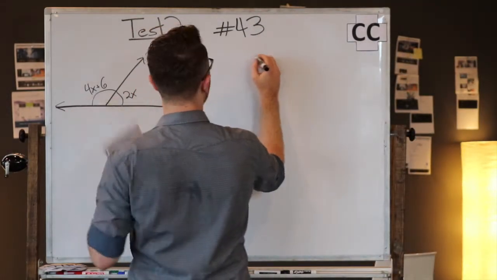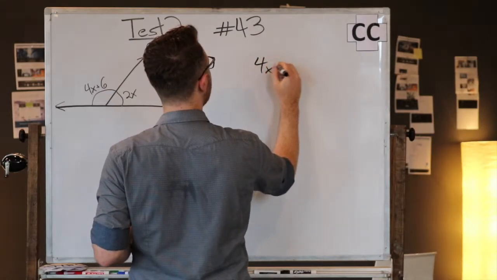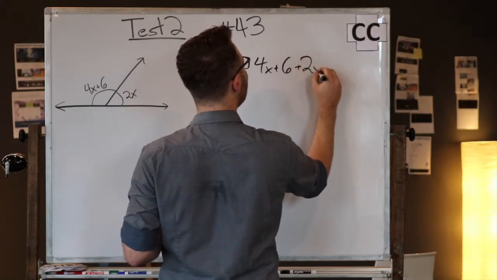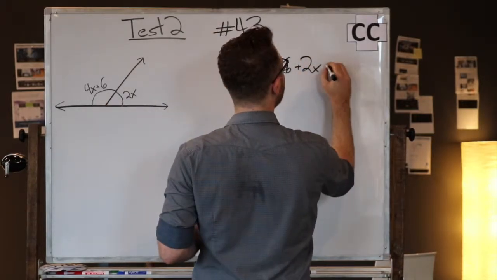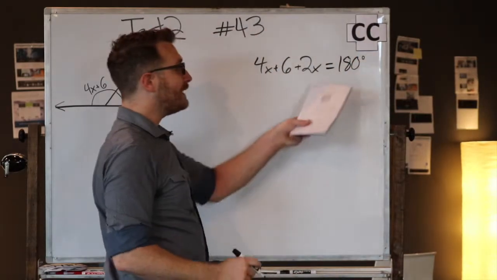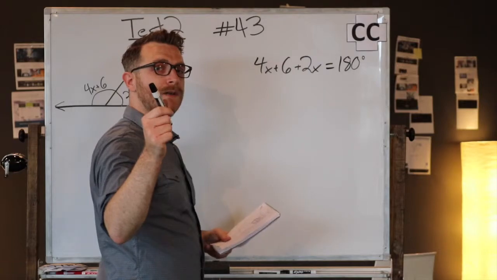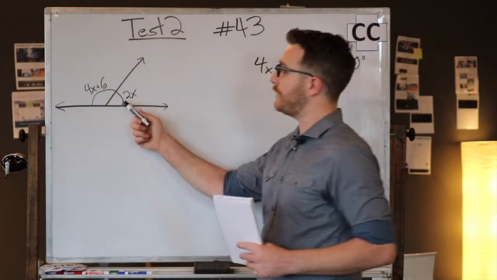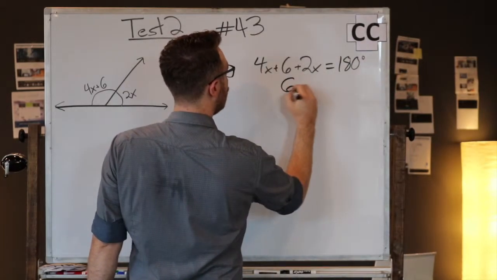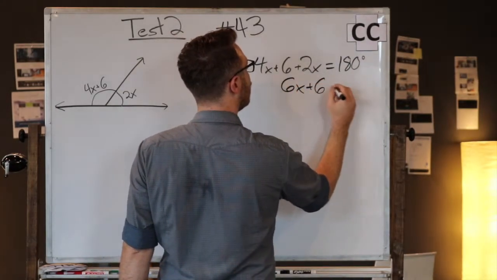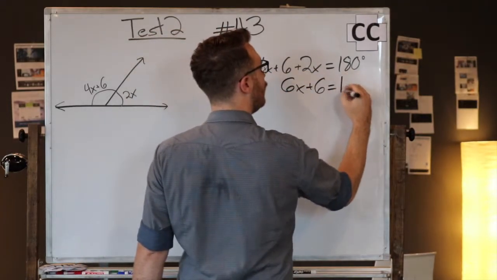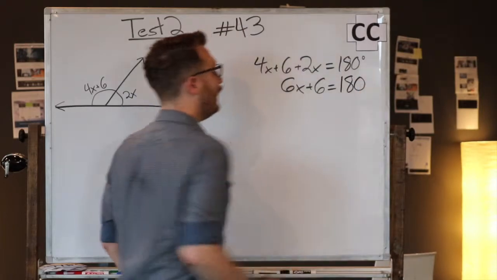So if I take this first term, 4x plus 6, and the second term, I have to take both of them together. They both together are going to equal 180 degrees. Awesome. I'm going to simplify this and solve for x, so I can use x to plug it back into this term and find the smaller of these two angles. Check it out. I have 6x plus 6 by adding 4x and 2x together. That together equals 180.